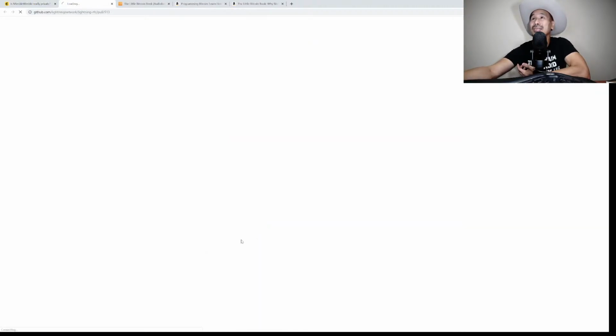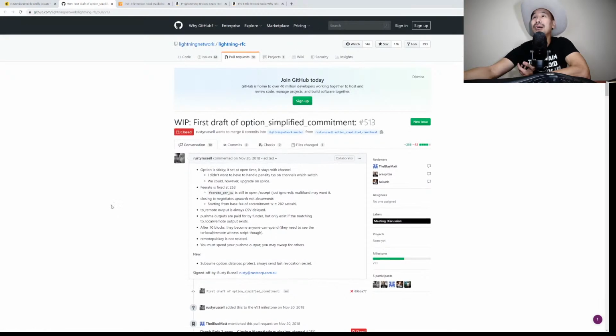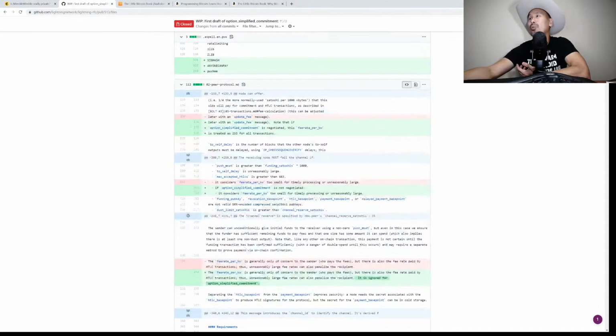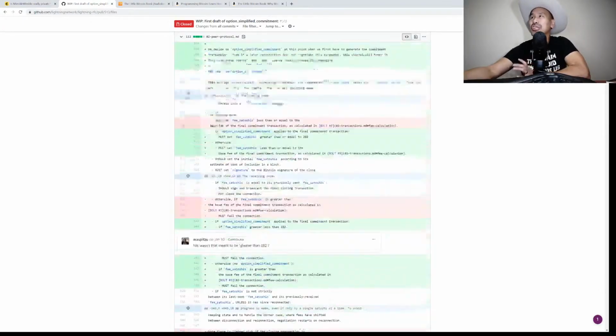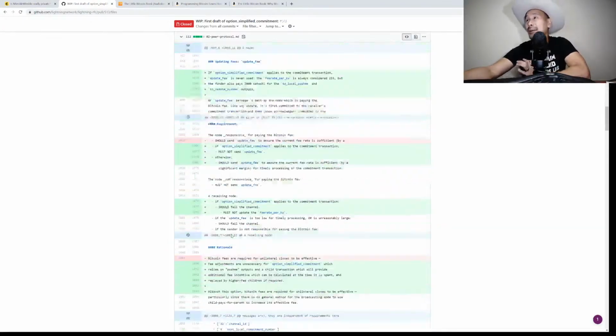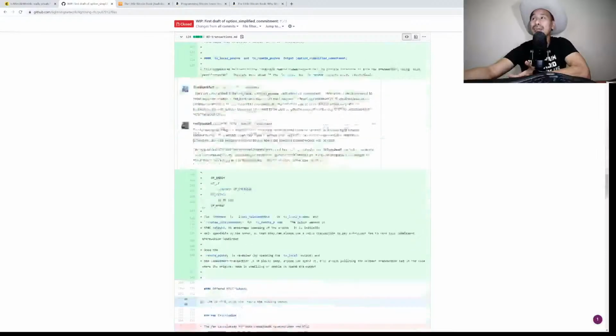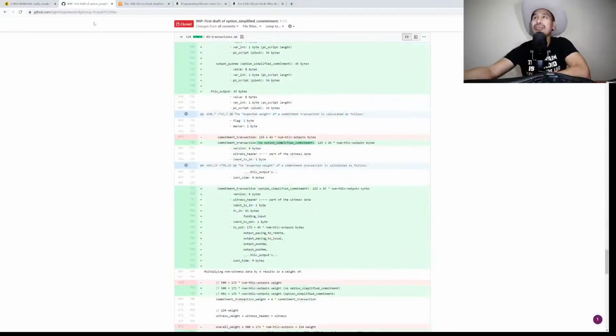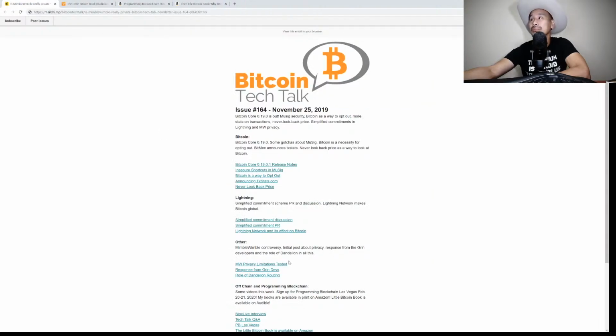And there is indeed a pull request in the Lightning RFC, and you can see what the actual change is, and it is an option. It's not something that you're required to do, so that clients don't have to upgrade and stuff. But it does make it vastly simpler.